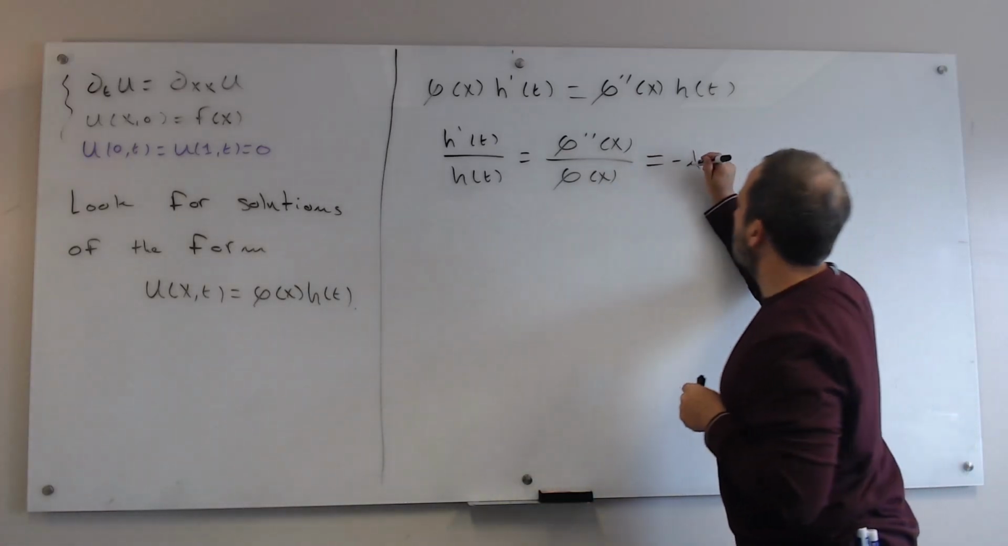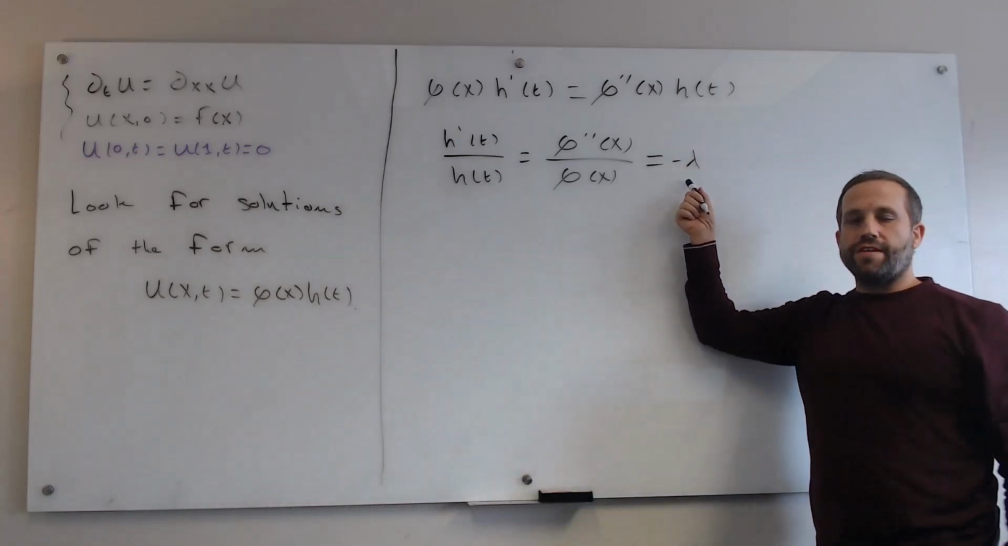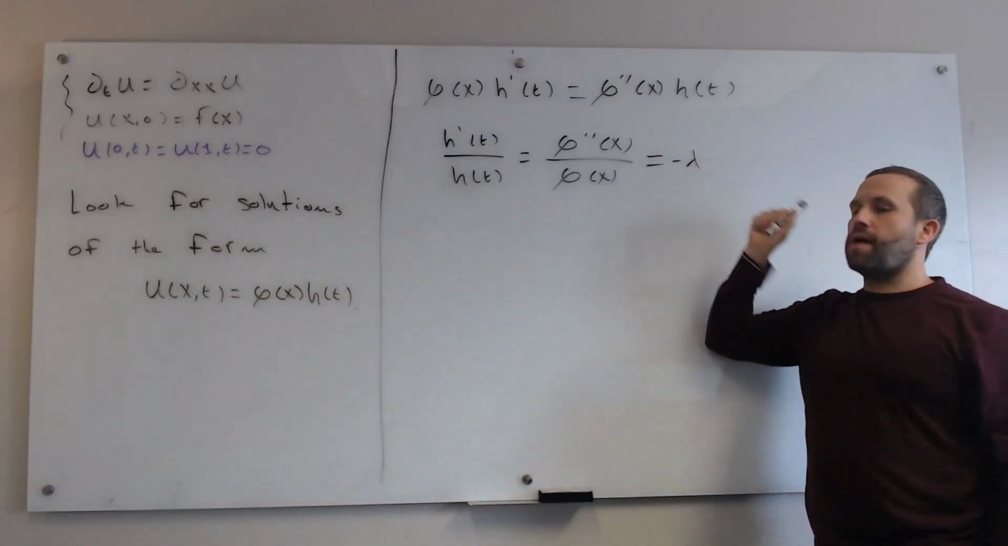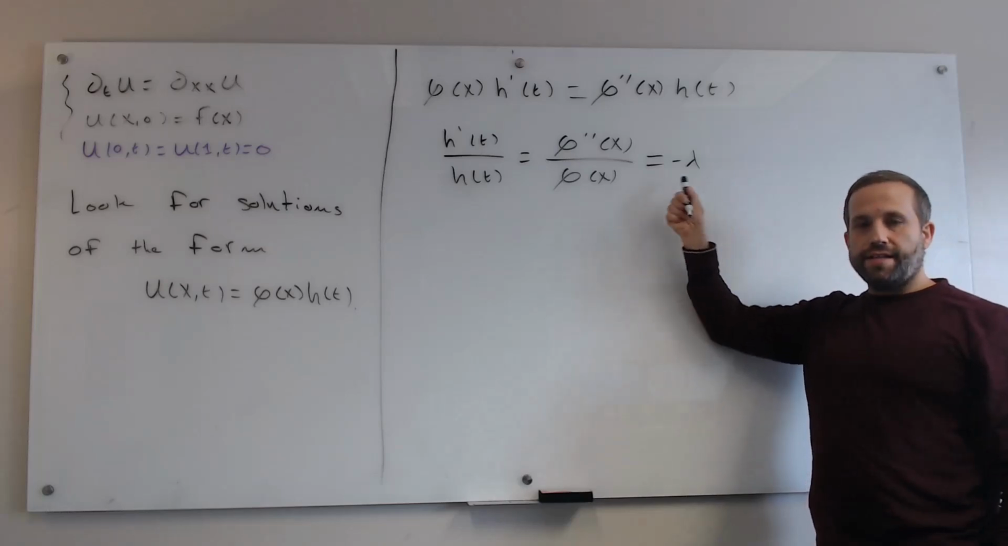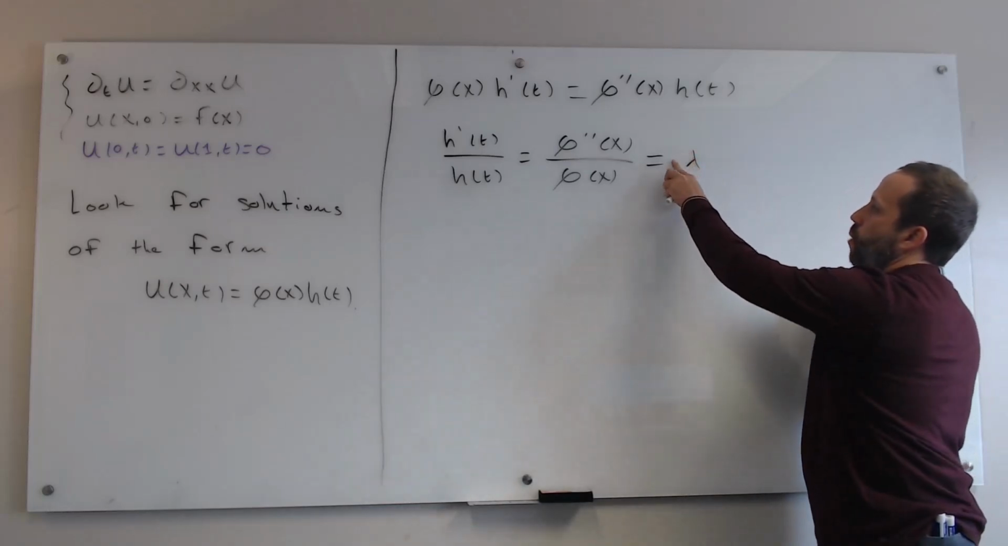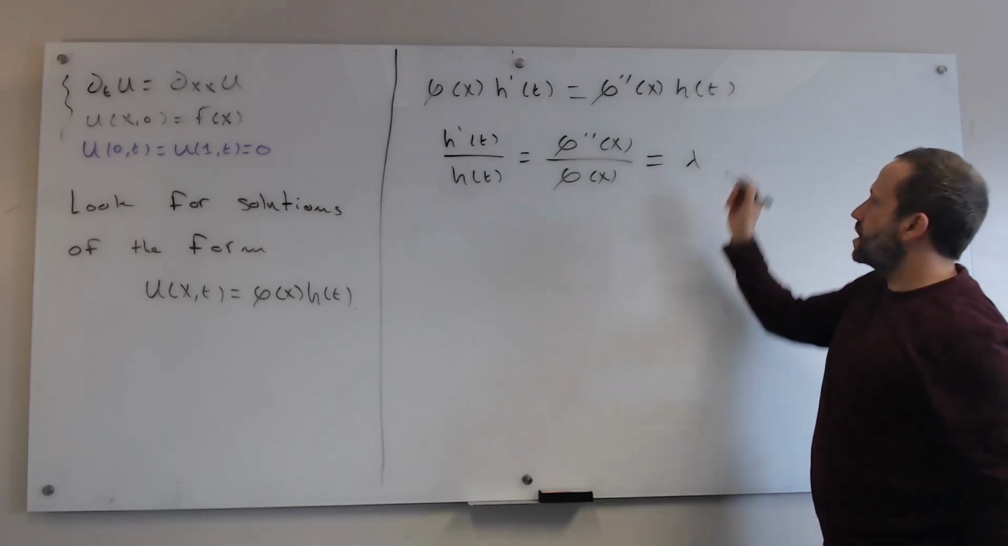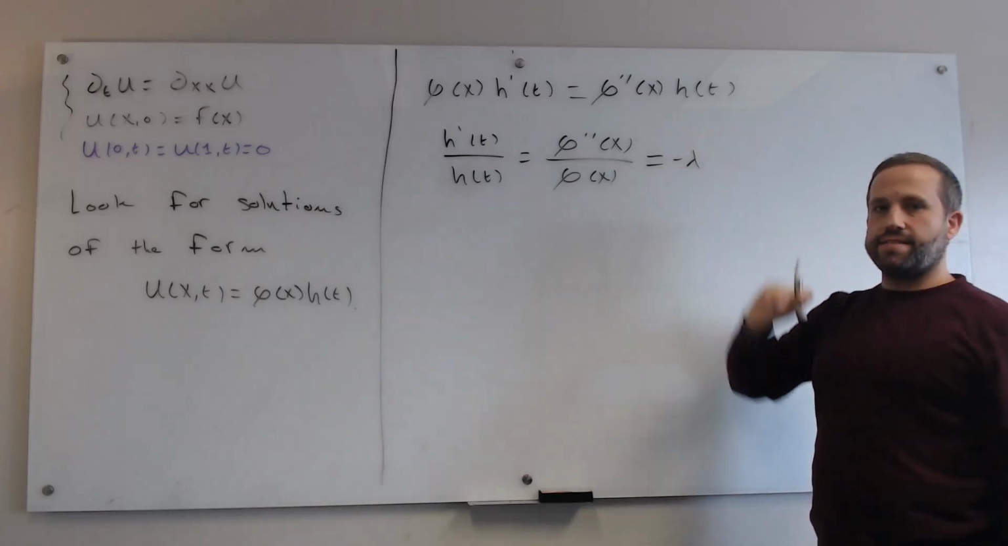So lambda here is a constant. A good question is, why am I using minus lambda instead of lambda? In other words, why didn't I just pick the constant to be lambda instead of minus lambda? That will make sense in just a moment.